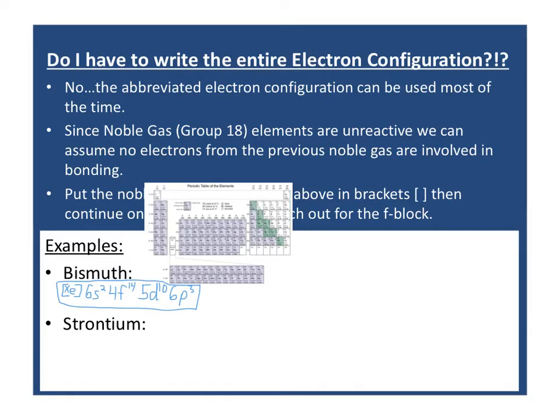I'm going to go do the next one. We're going to do strontium. Strontium right there. Make it nice and green. All right. So, strontium. First thing I do, I go up a row and all the way to the end. I see that Kr is at the end of the row above strontium. So it means it has every single electron for Kr.